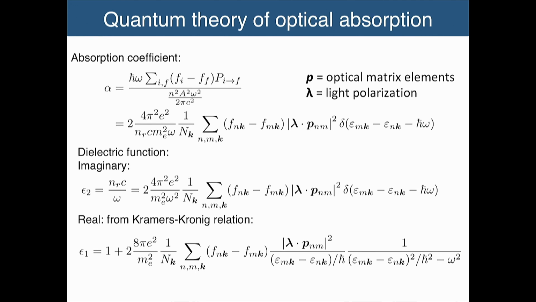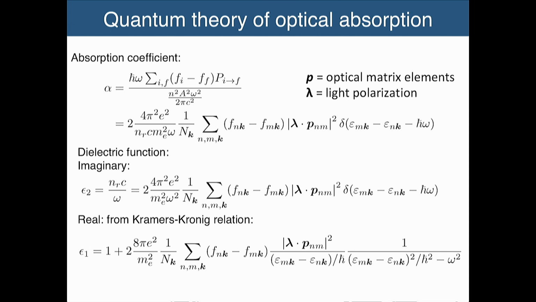The parameters that enter are the Fermi occupation factors. Again, we can only go from an occupied to an empty state. If both are occupied, the Pauli exclusion principle forbids an optical transition. And then you have this property, the optical matrix elements between your initial and your final state. But you also need to take into account the polarization of the light you're sending in. For plane wave polarized light, the lambda is, say, along the x or the y or the z direction, so you correspondingly take the x or the y or the z component of the momentum operator.